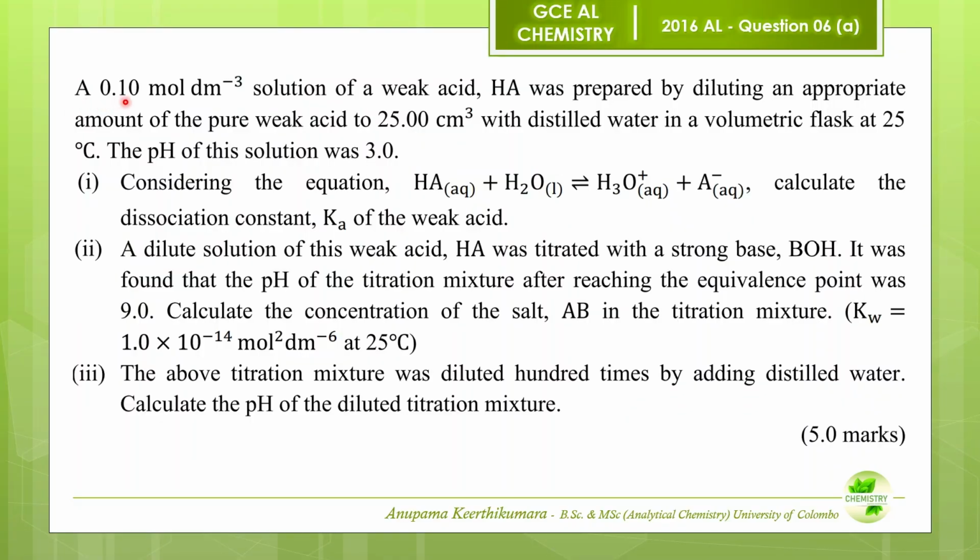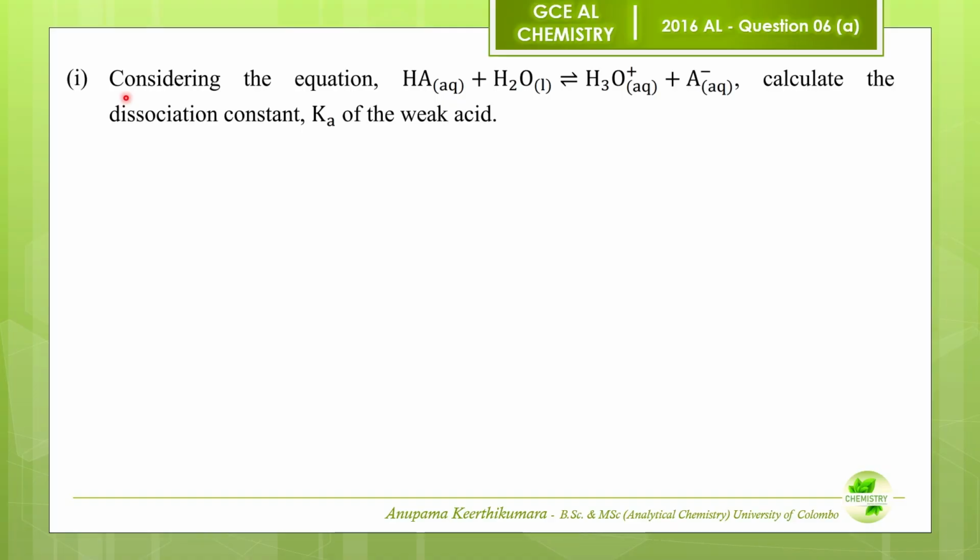A 0.1 moles per cubic decimeter solution of a weak acid HA was prepared by diluting an appropriate amount of the pure weak acid to 25 cubic centimeters with distilled water in a volumetric flask at 25 degrees Celsius. The pH of this solution was 3. Question number 1. Considering the equation, calculate the dissociation constant Ka of the weak acid.